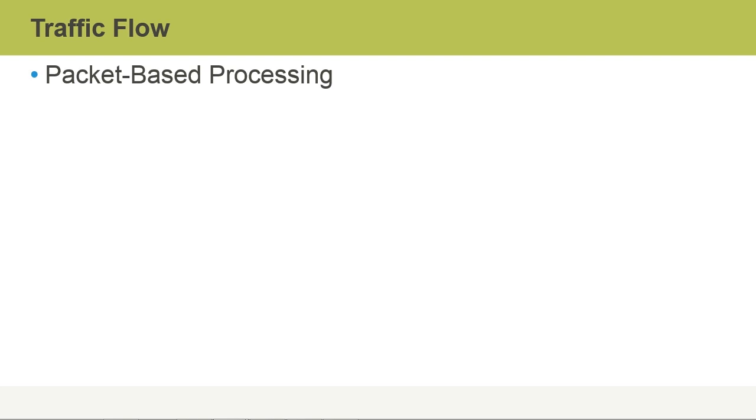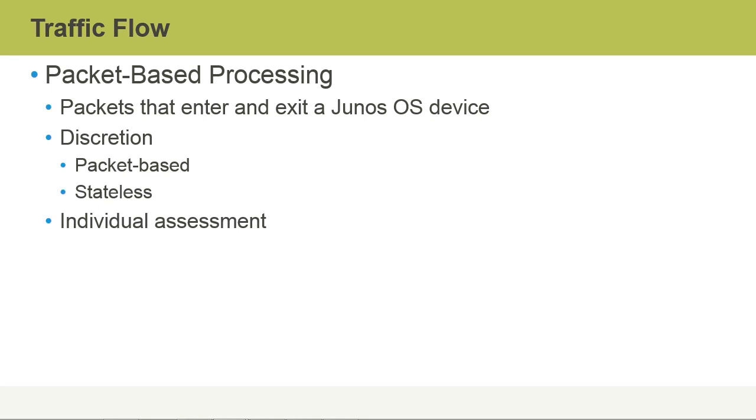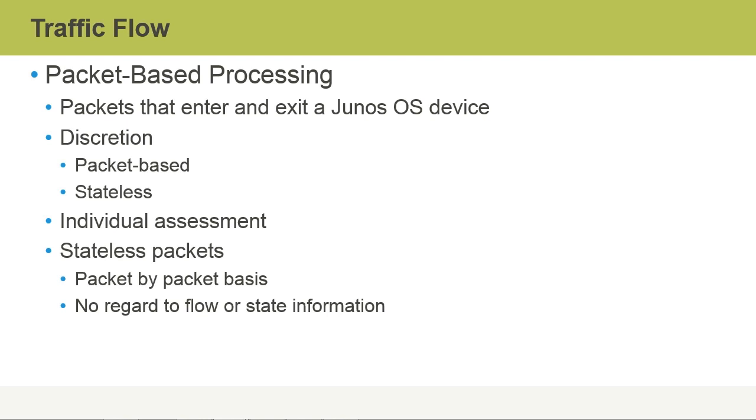Packet-based processing on the Junos operating system occurs on packets between the input interface and output interface queues that it traverses on the device. Each packet is treated discretely. You can also refer to this as stateless packet processing. To further clarify, you should know that each packet is assessed individually. So, stateless packet processing pays no regard to previous flow or state information, as it were. It doesn't need to. That is to say that previous or subsequent packets that belong to a given connection are not considered in any way when processing the current packet.